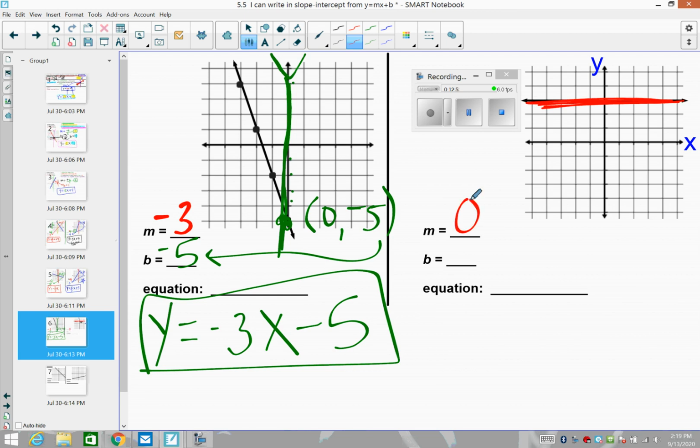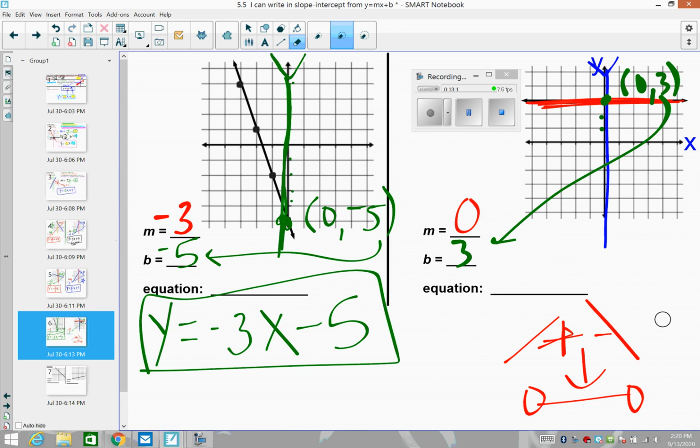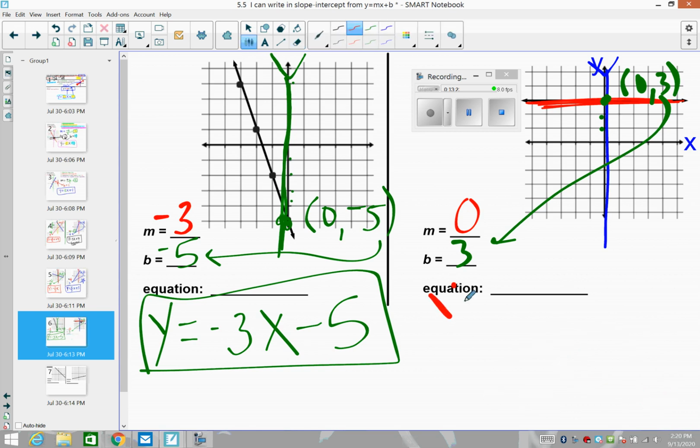That is 0. Think of slope as positive, negative, undefined, and 0. The y-intercept, the place where the graph crosses the y-axis, is happening right there. 0, up 1, 2, 3 units. (0, 3). So that b is at 3. Check out what happens here. Our equation would be y equals 0x plus 3.